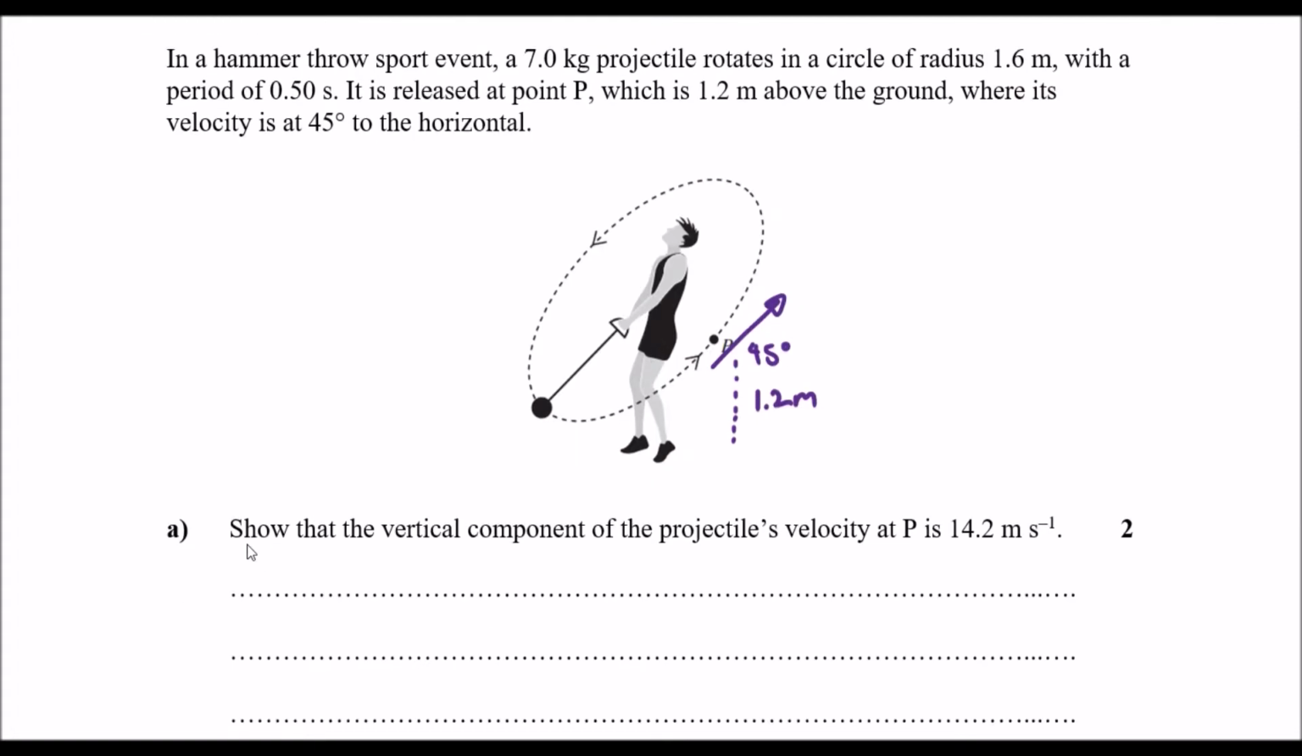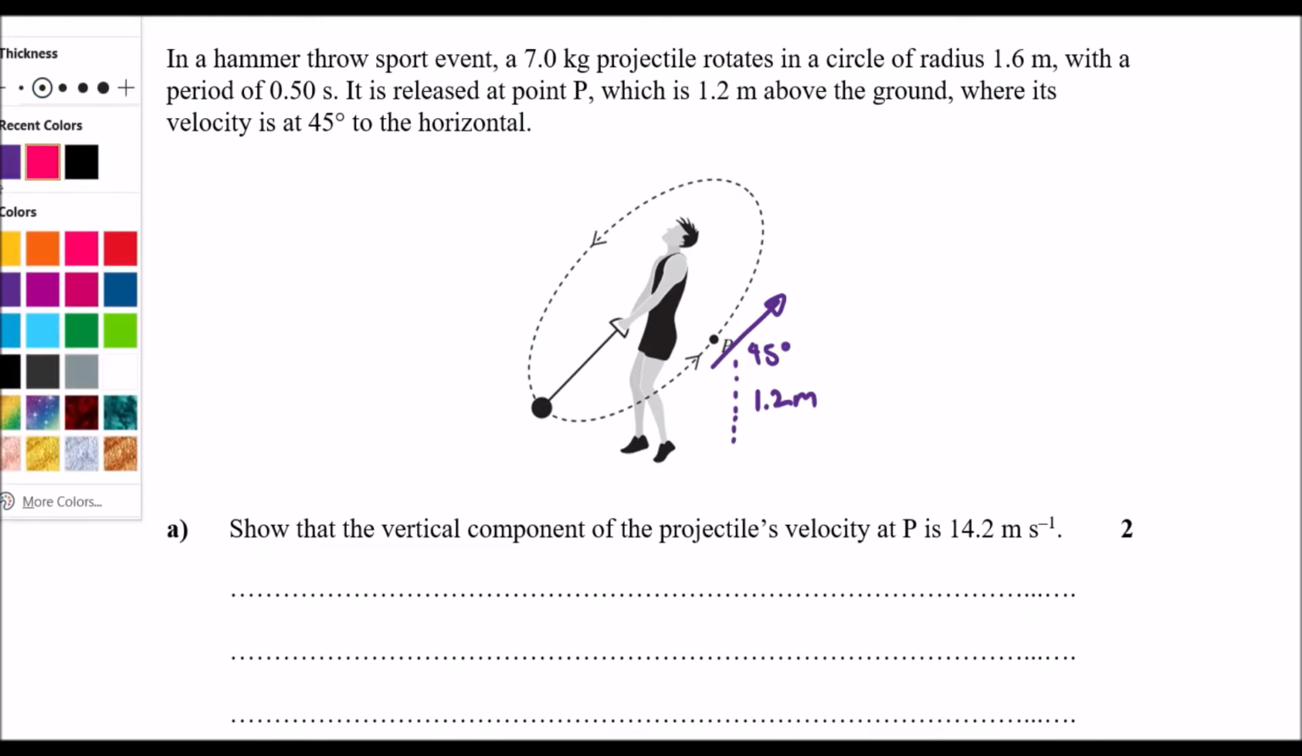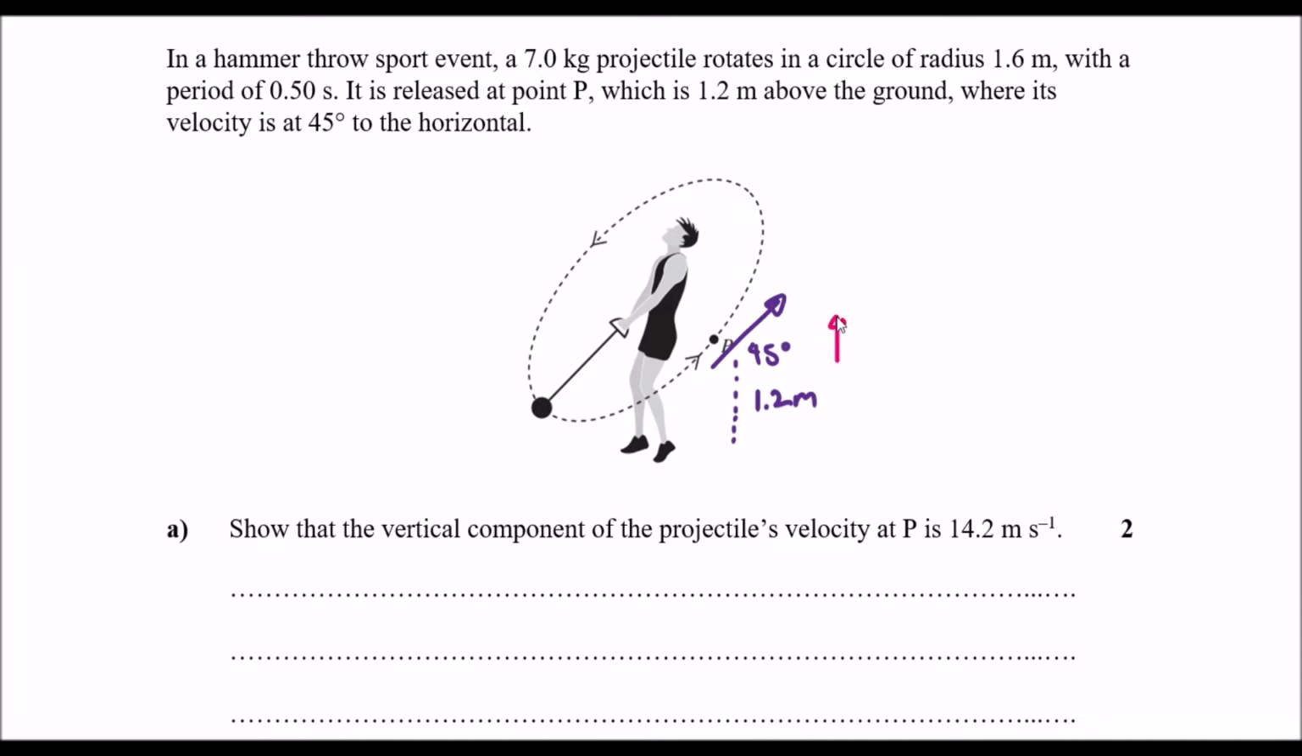Okay, so in the very first question it says show that the vertical component, so let's change color just to highlight where it is, is 14.2 meters per second. So that's what we want to show. Now obviously this is circular motion. We're saying at this point here the person releases. And what we know with circular motion is that at all points the object is moving at a tangent. So at this point, that's the tangent of its motion there. So let's have a look at what we need to do.